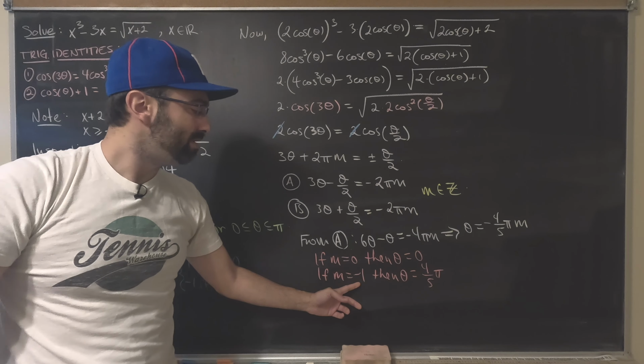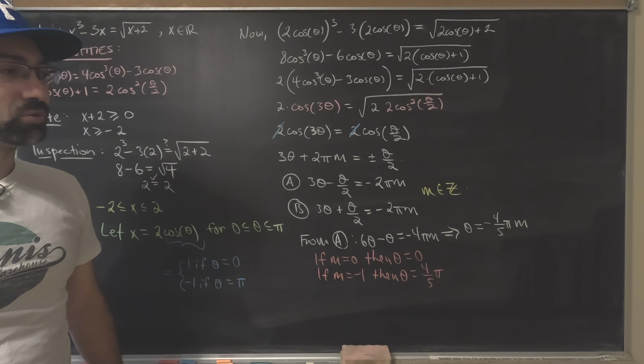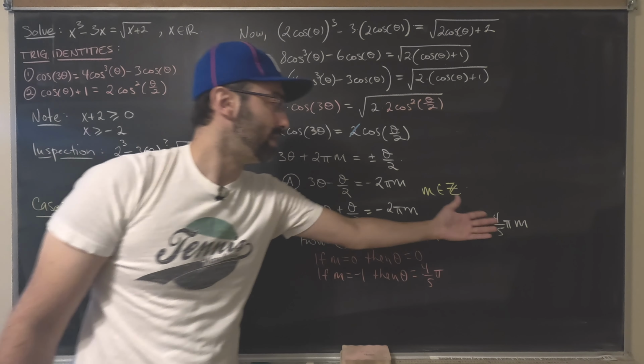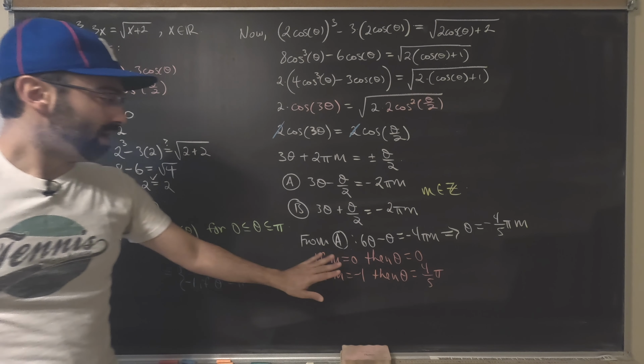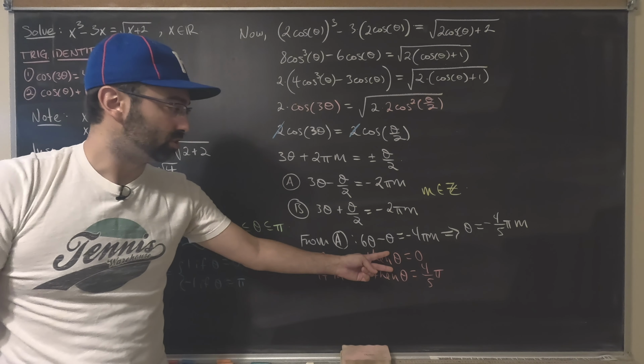So no more negative integers will work, but no other positive integers will work either, because any positive integer for m will give us theta that's negative, and that will fall outside this interval. So right now, we know that m is 0 and m is negative 1, and that provides us 2 solutions for theta.